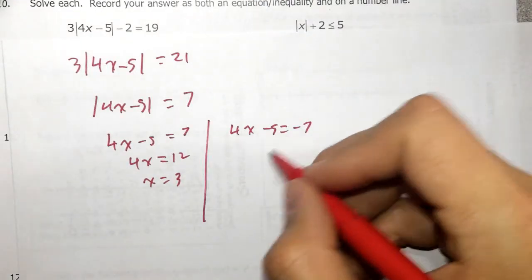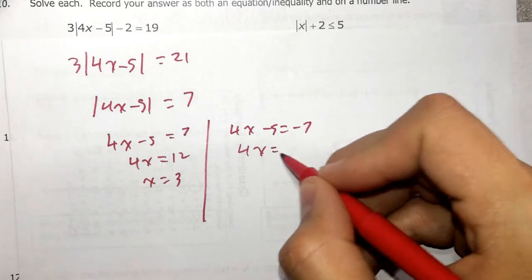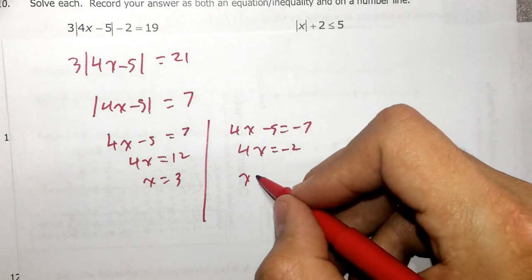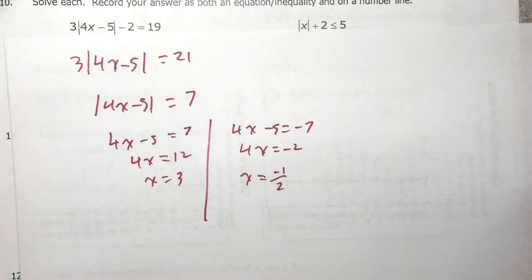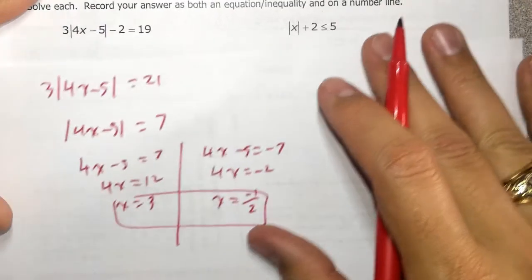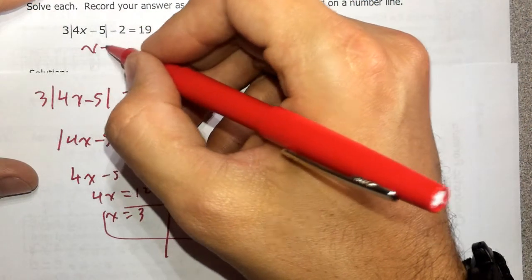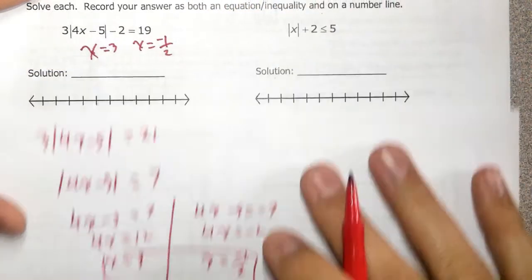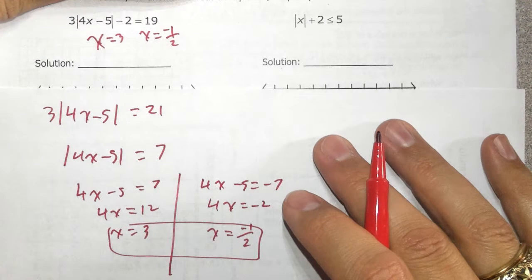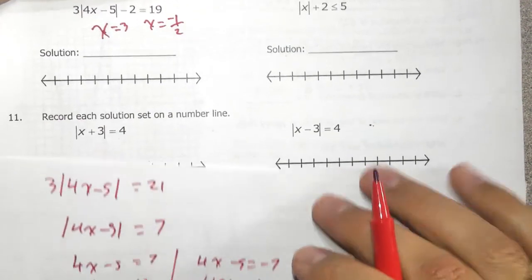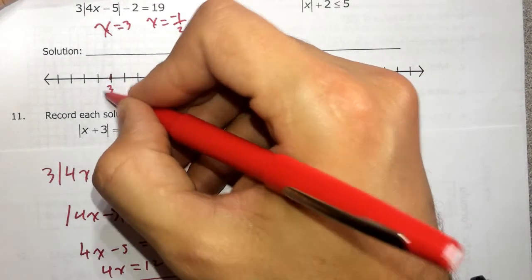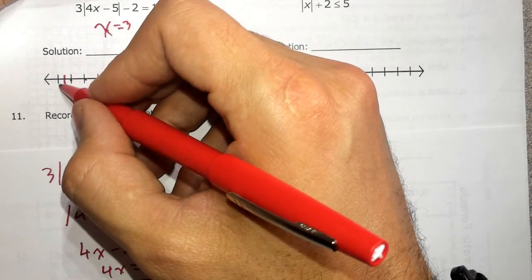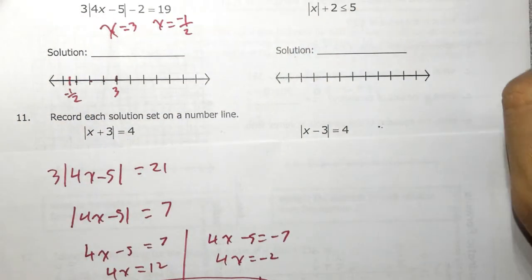This one over here, we're adding 5 again. 4x is equal to negative 2. And then we divide by 4. Negative 2 divided by 4 is negative 1/2. That's my solution for the first one. And if you want to graph that, you just mark it at 3, and 2, 1, 0, negative 1/2.